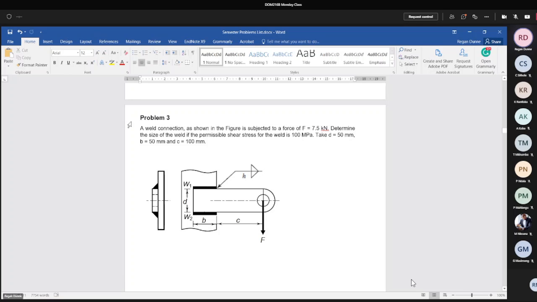Take D equals to 50 millimeters, B equal to 50 millimeters, and C equal to 100 millimeters.